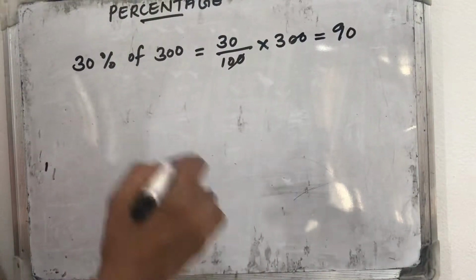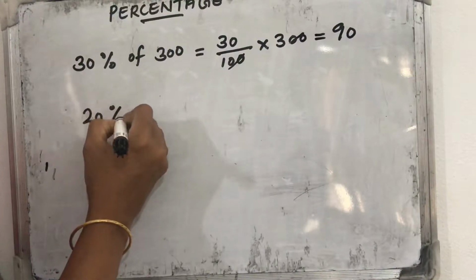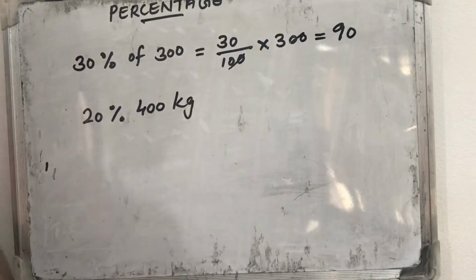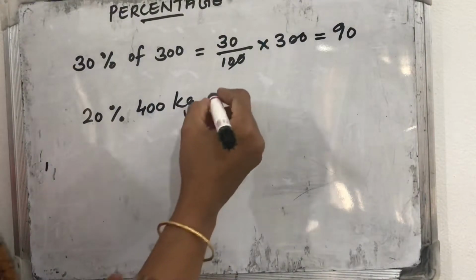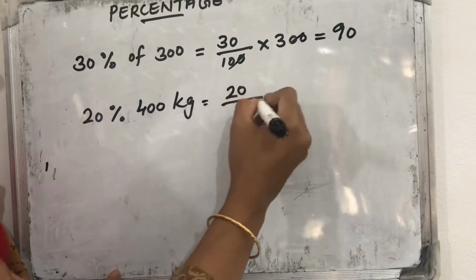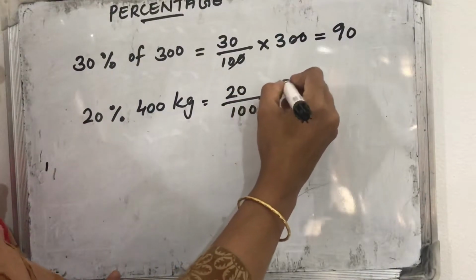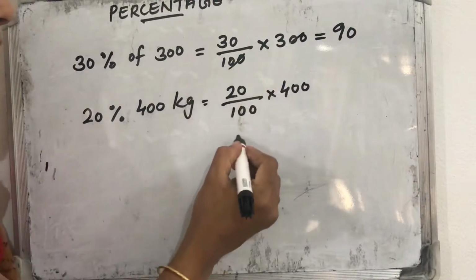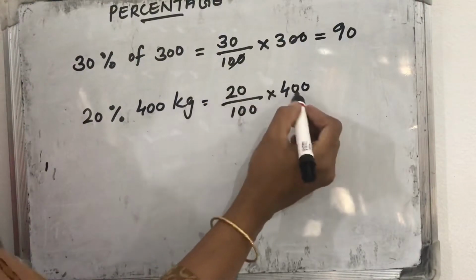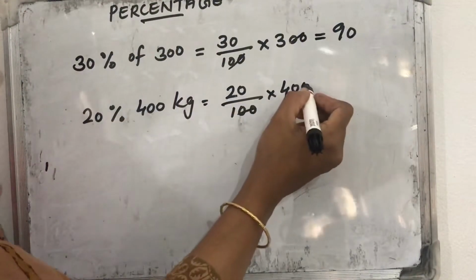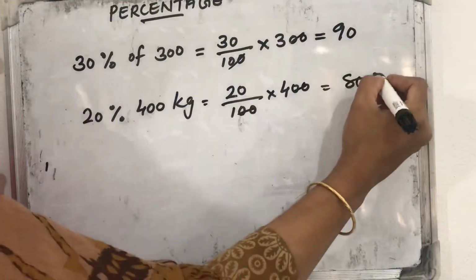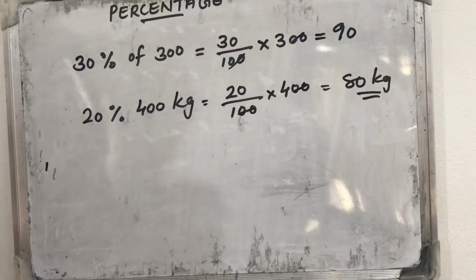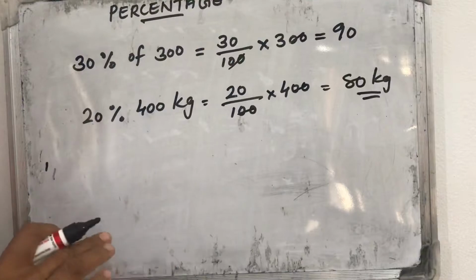Next, we want to find 20% of 400 kilogram. How can we find 20% of 400 kilogram? We are finding 20% of which quantity? 20% of 400. Here also we can use this very easily, so it will be 80 kilogram. This way we can find any percentage of the required quantity.